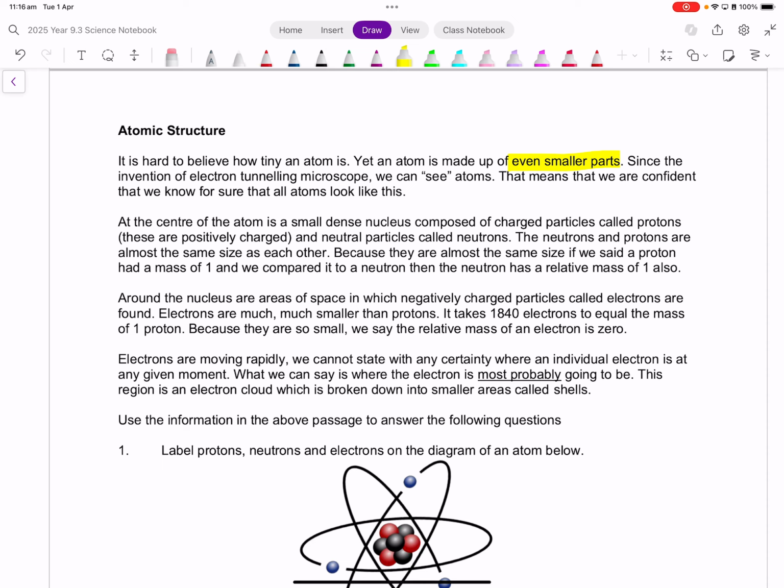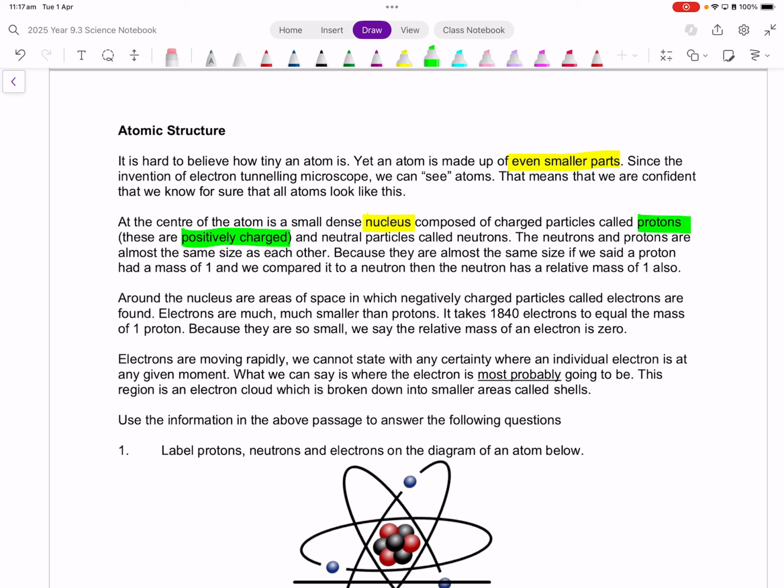Now, what we're able to do with these is it gives us the means that we know what atoms are going to look like. At the center of an atom is a dense, keyword for you that I'm going to highlight, nucleus. And a nucleus is composed of charged particles called protons. I'm going to use a different color now. You can use the same color though, it's fine. I just want to highlight all of our different words in different colors today. And protons are positively charged.